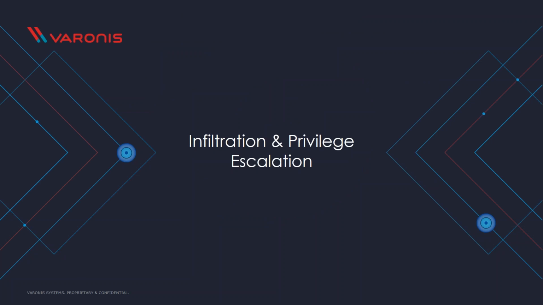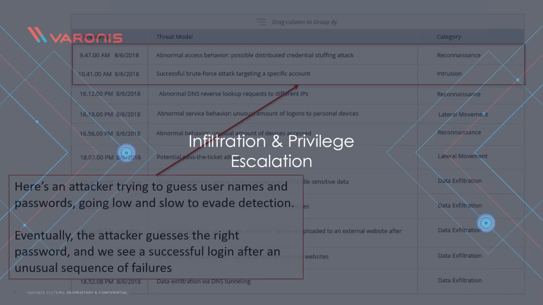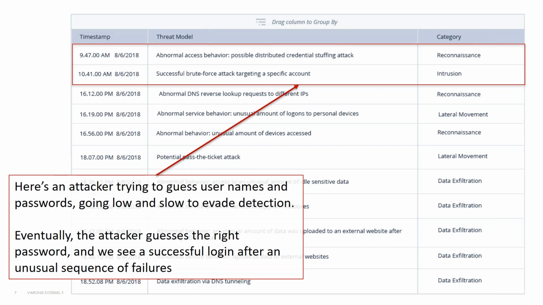So let's start at the beginning of this. Let's work our way through and understand exactly what an attack looks like. So we're going to start with the infiltration and privilege escalation phase. So what we're looking at here is a list of 11 of our threat models.